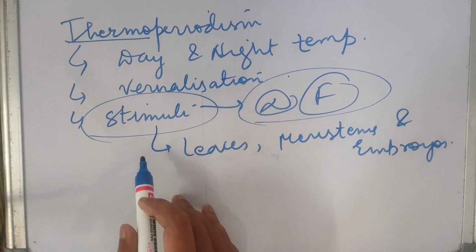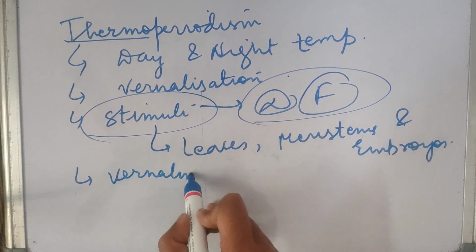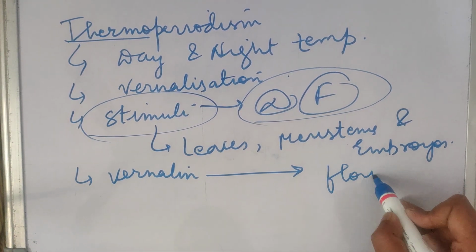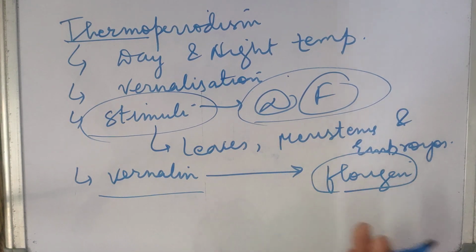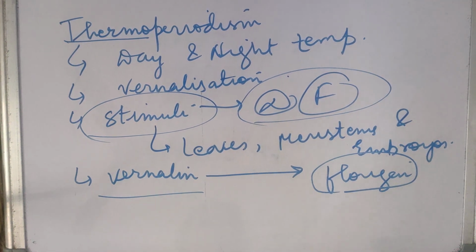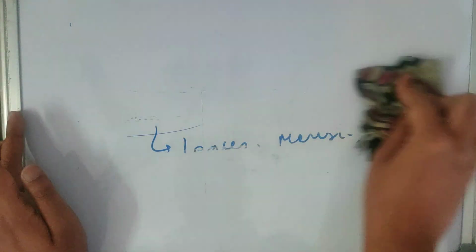Here it produces vernalin, and the vernalin then induces synthesis of florigen. So here no florigen is produced directly. First vernalin is produced, then florigen is produced, which then induces flowering. So this was all about thermoperiodism. Hope all understand it.